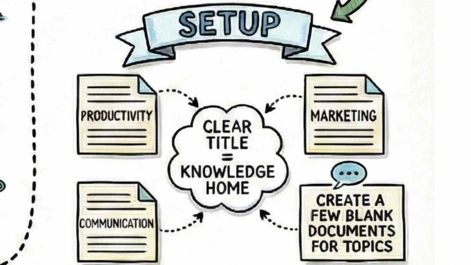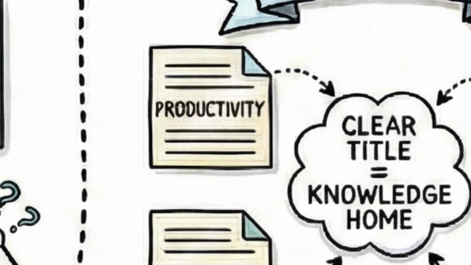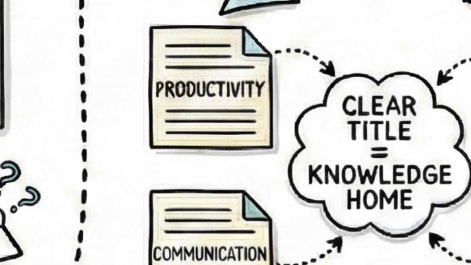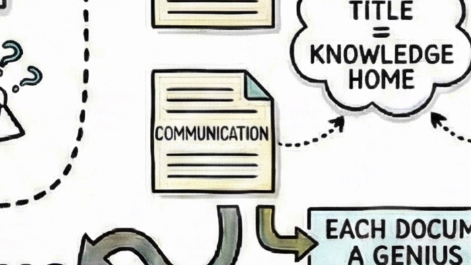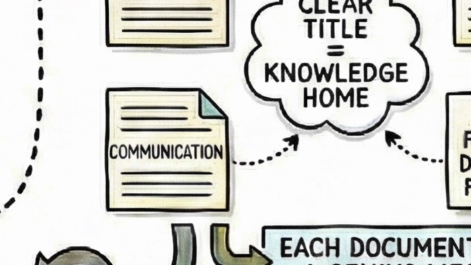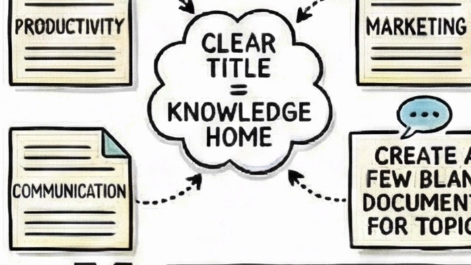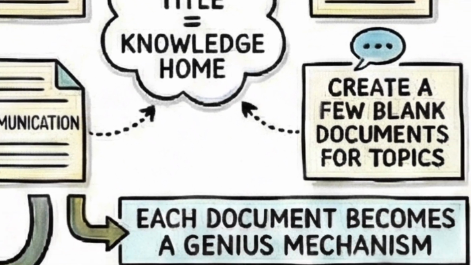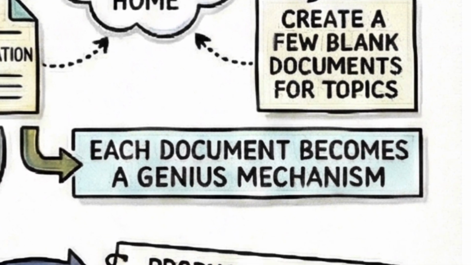Then you open each document and go to the top, and at the top you put in the title of what type of information that document is going to hold. For example, you'll open up the productivity document and put at the top, productivity, that is your header. For the communication document, you open that up and put communication at the top, and this is the home for all the knowledge that you take in about that particular topic. Each document becomes a genius mechanism. That's the basis of the idea.